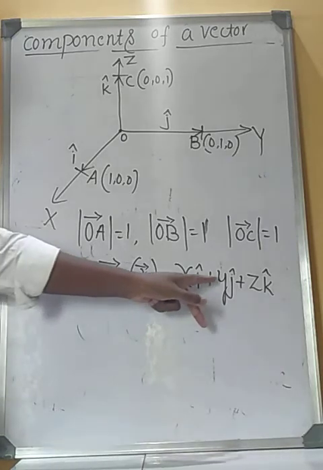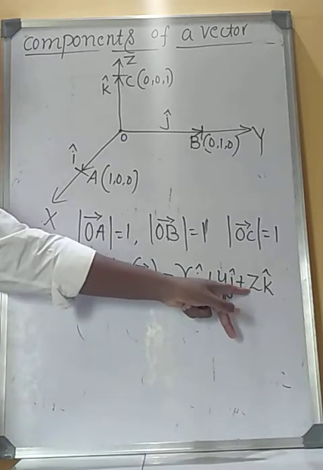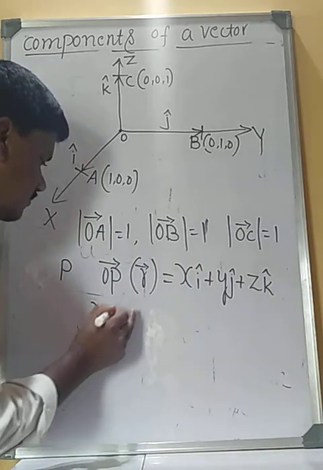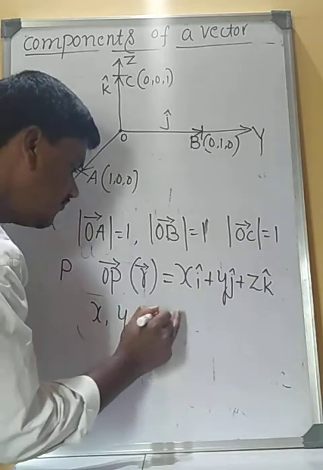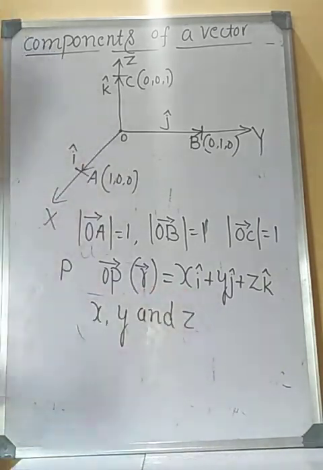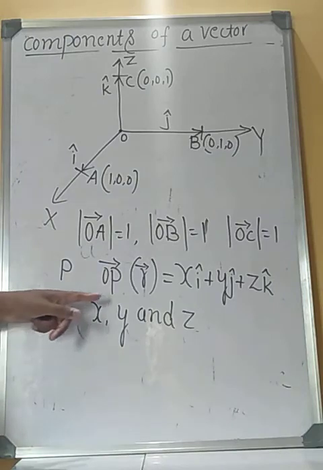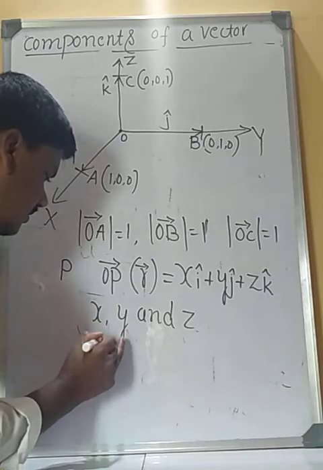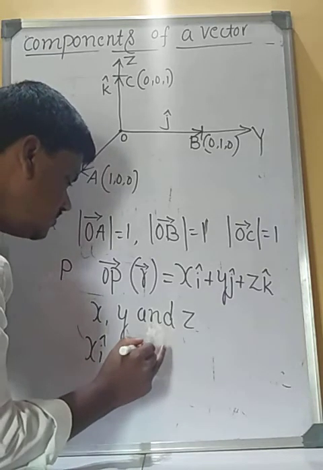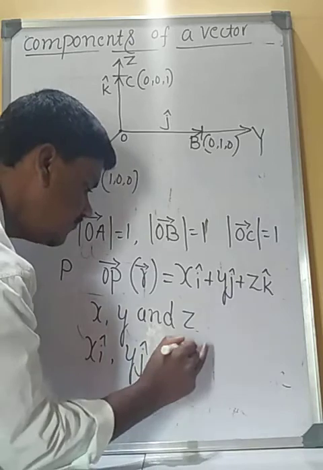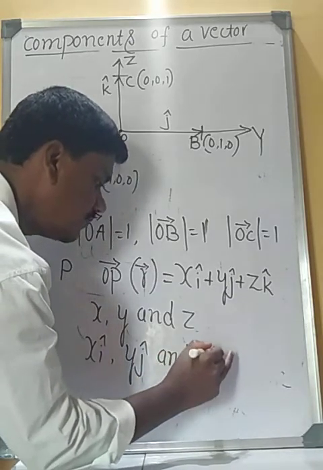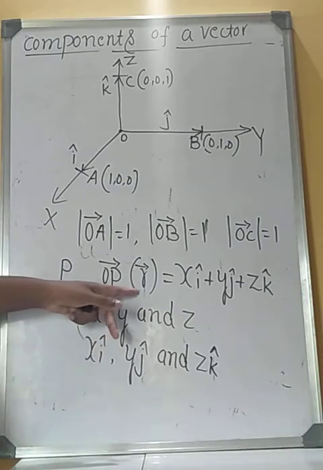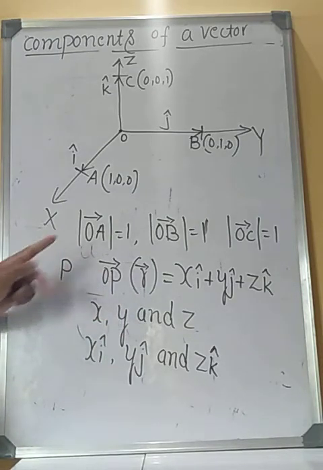Here x, y and z are called scalar components of r, and xi cap, yj cap and zk cap are called vector components of vector r or vector OP.